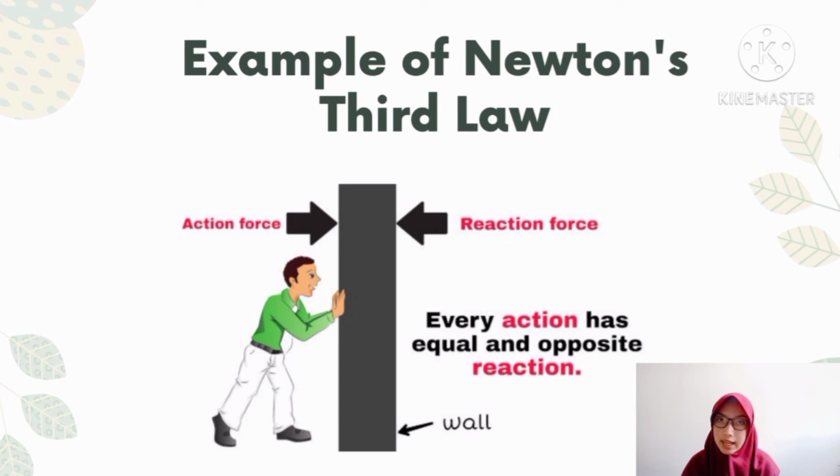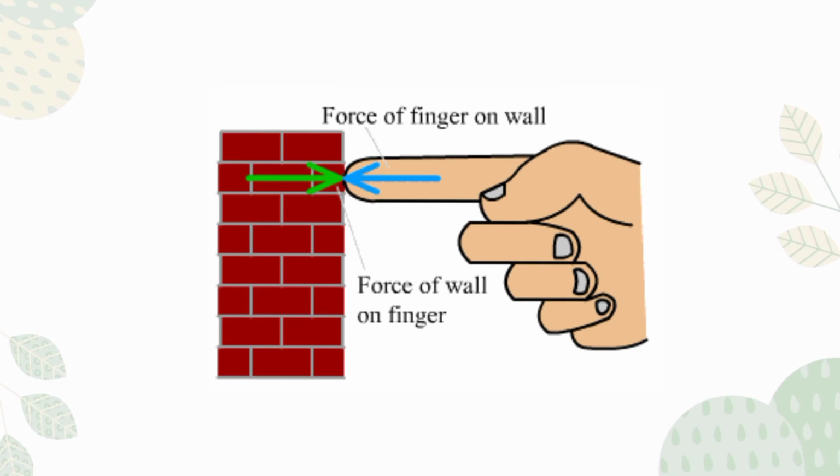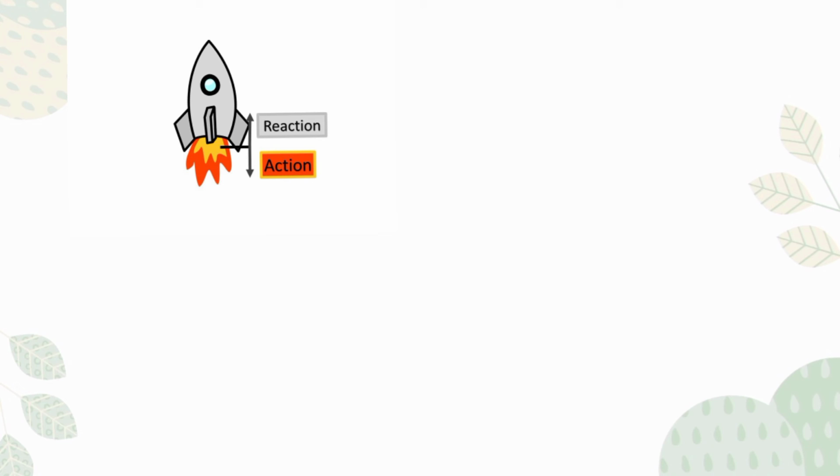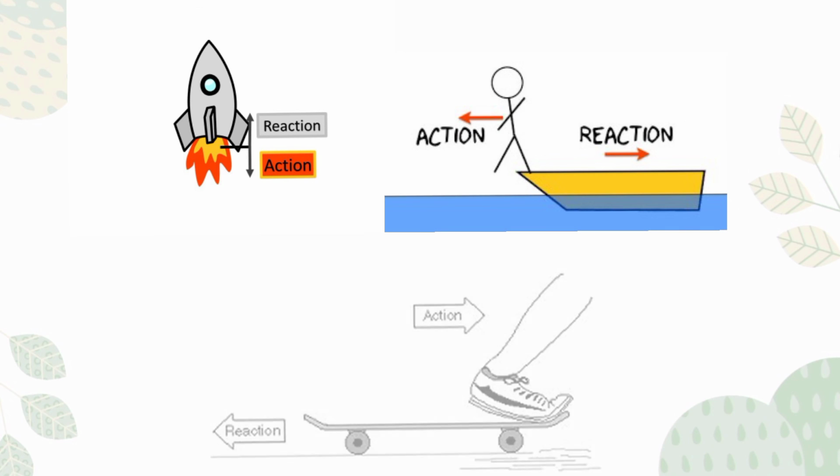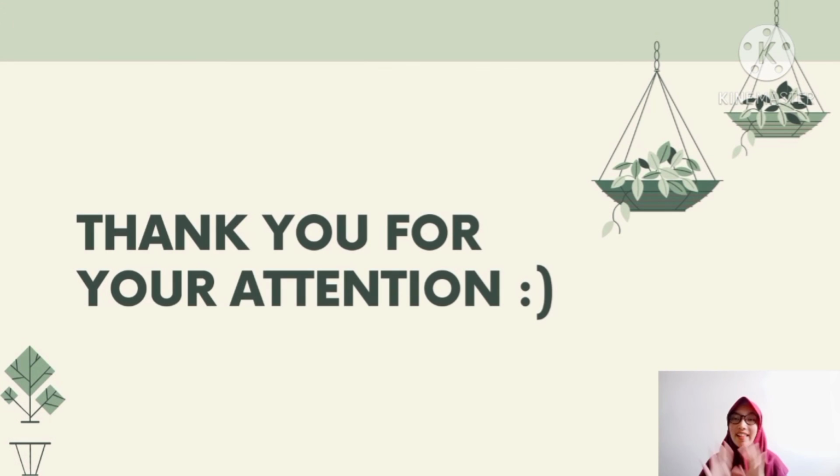When one object exerts a force on another object, the second object exerts the same size force on the first object, as pictured in this slide. Alright, that's all about Newton's laws of motion.